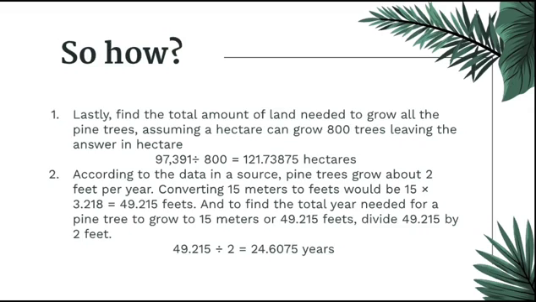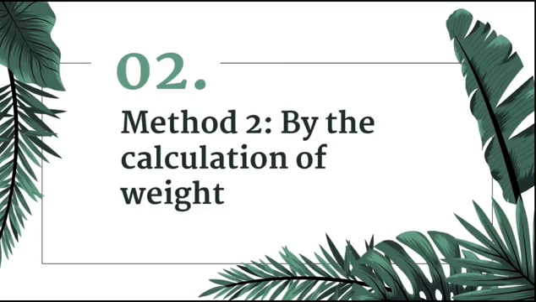Converting 50 meters to feet will be 15 times 3.218 equals 49.215 feet. And to find the total years needed for a pine tree to grow to 50 meters or 49.21 feet, divide 49.21 by 2 feet. The equation will be 49.215 divided by 2 equals 24.6075 years, which rounded off will be 25 years. Now, let's look at the second method used to solve by the calculation of weight.